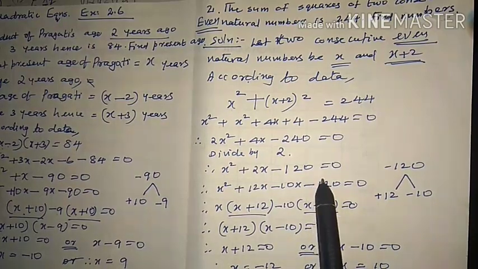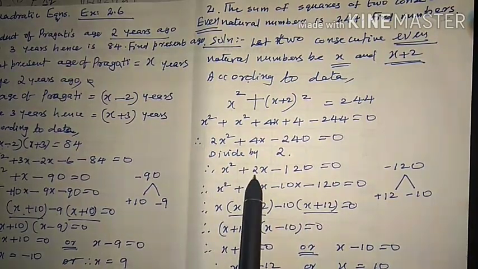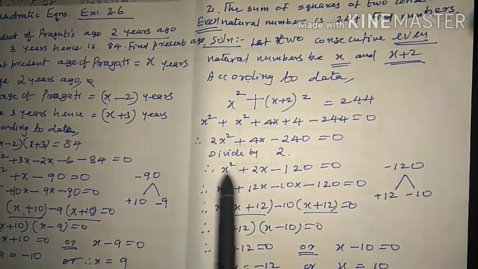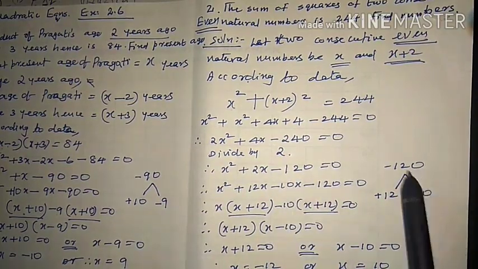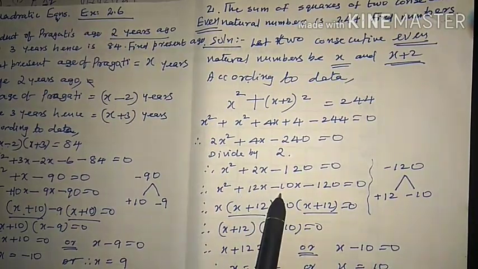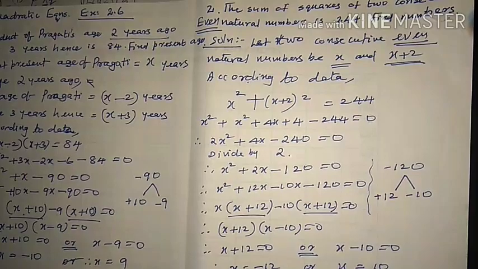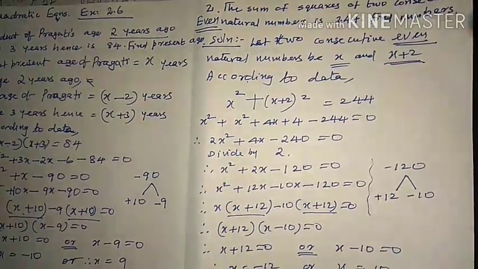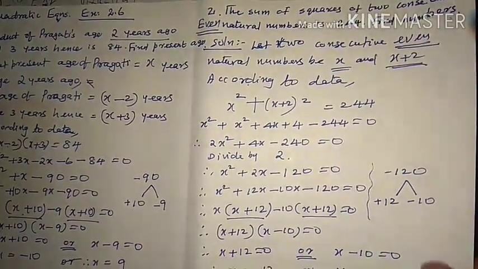Then we get an equation. Here the middle term is 2x, and the product is 1 into minus 120. We split the middle term, factorize it, and we are getting two factors. Here we are getting minus 12, here we are getting plus 10. Then 10 and 10 plus 2, 12.